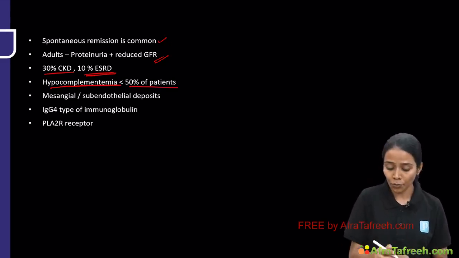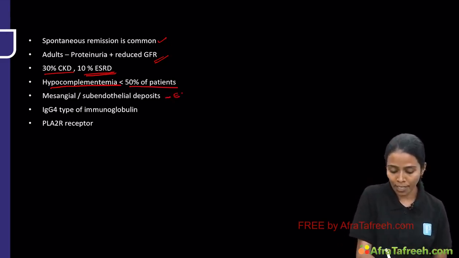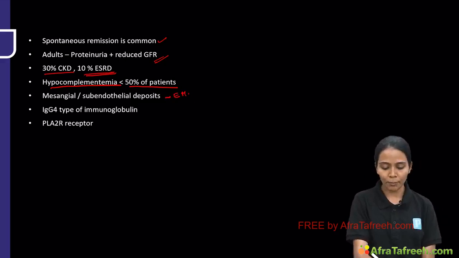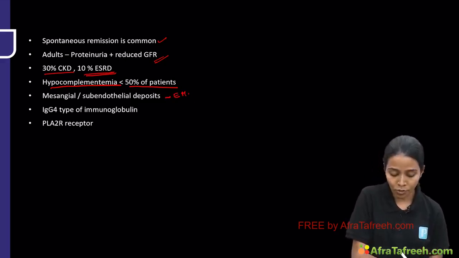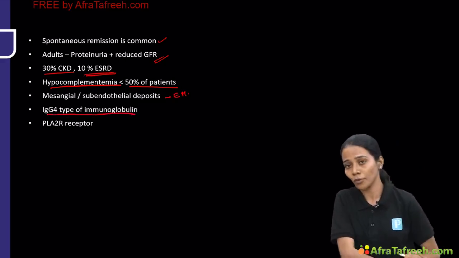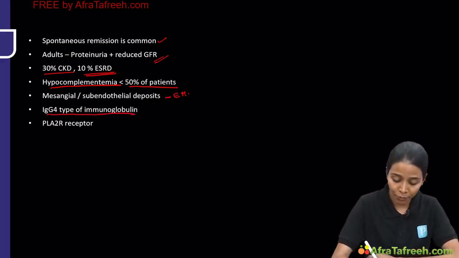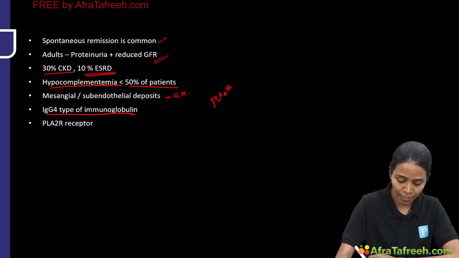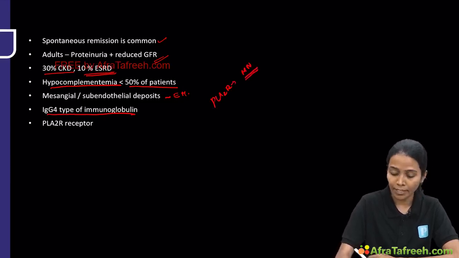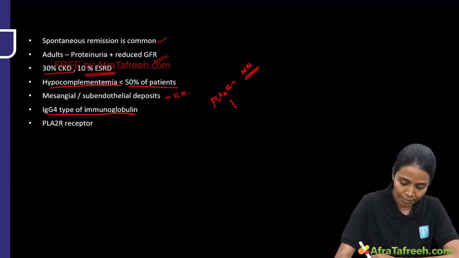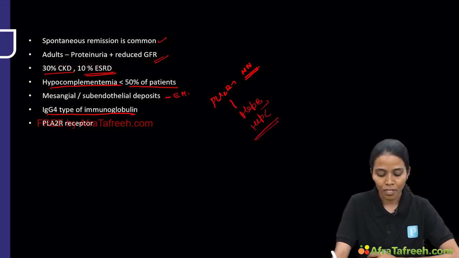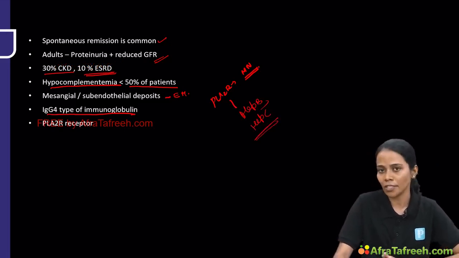When you do electron microscopy, you are going to see mesangial or subendothelial deposits. With immunofluorescence, you are going to see IgG4 type of immunoglobulin, and even PLA2 receptor can be positive. You know that the PLA2 receptor is seen in primary membranous nephropathy; it can also be seen in hepatitis B and hepatitis C. So these are the conditions in which you can see PLA2 receptors.